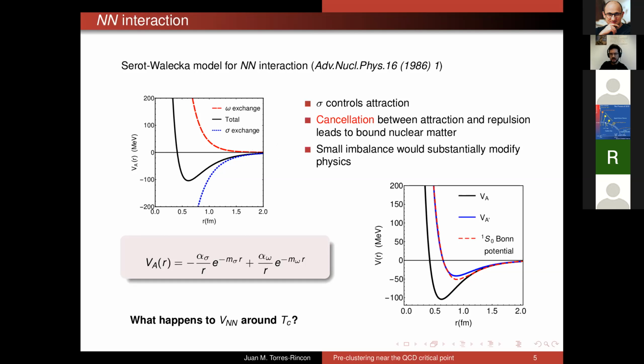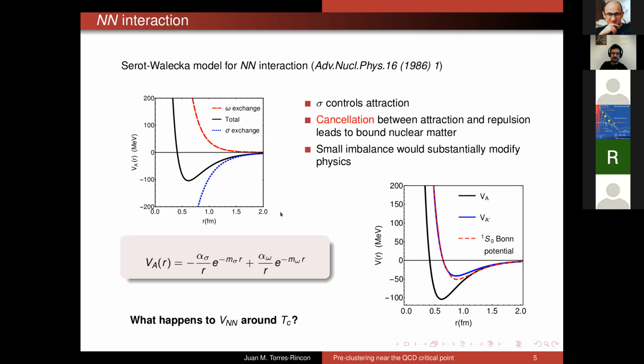And in this model, which has been used to describe infinite nuclear matter, there is a large cancellation between the two terms. You observe that these two terms will cancel to give a very shallow potential, not that shallow with these particular parameters, but a more realistic version is something like this. But this is enough to give a stable and bound nuclear matter.